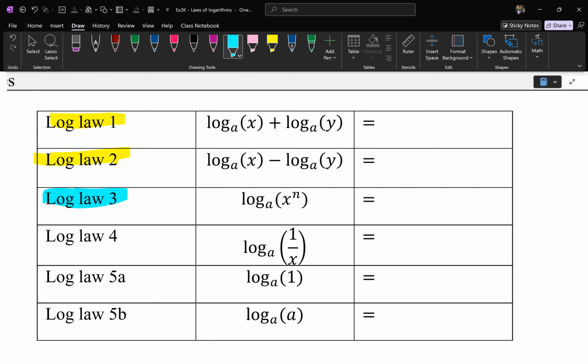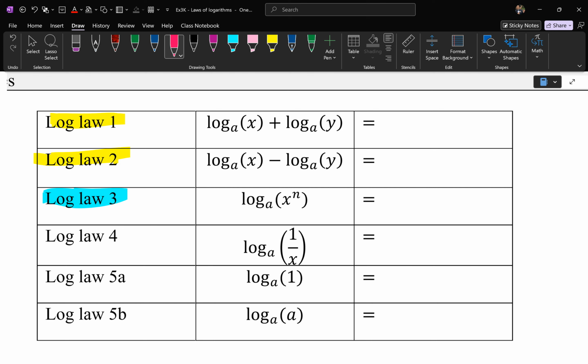But once you know law number 1, you know how to do law number 2. And then with a bit of thinking, you can figure out where law number 3 comes from. 4 and 5 literally come from 3 and your logic. So you don't even need to memorize 4 and 5, but I'm going to write it down anyway. So your notes, let's write this down.